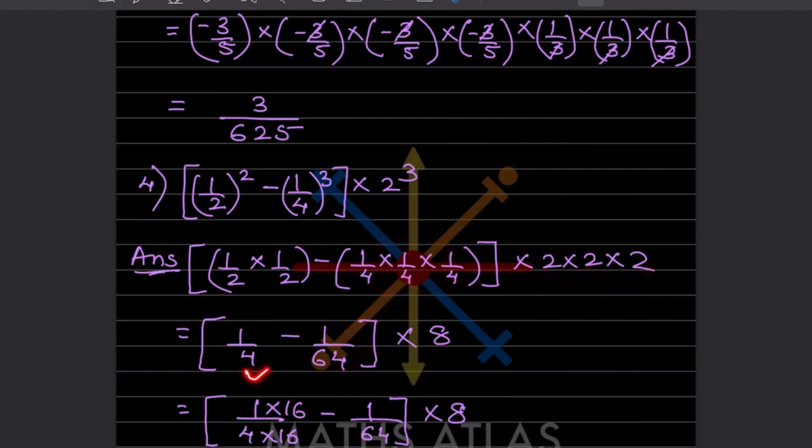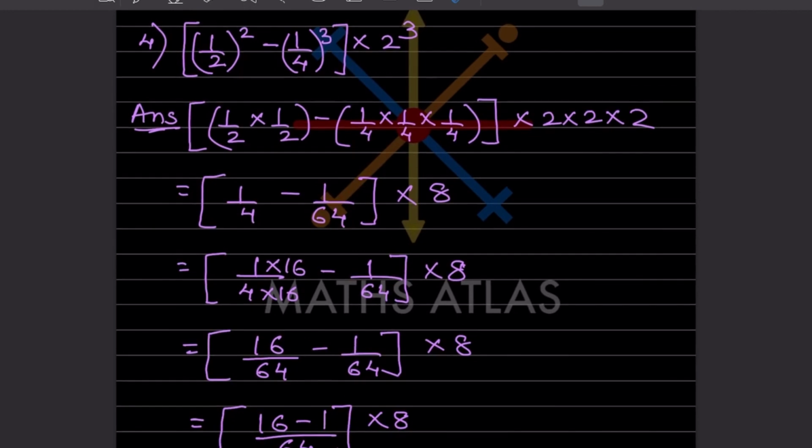Now look at here, now the denominator is different, so you have to take the LCM. So LCM here is 64. So what are you going to do? This 4 you are going to multiply by 16. 16 for the 64.